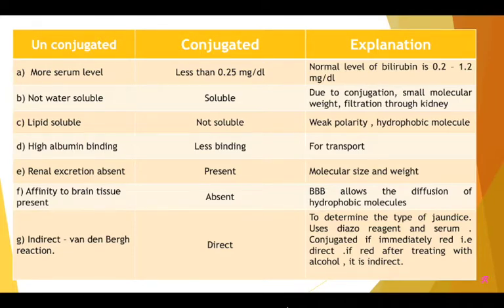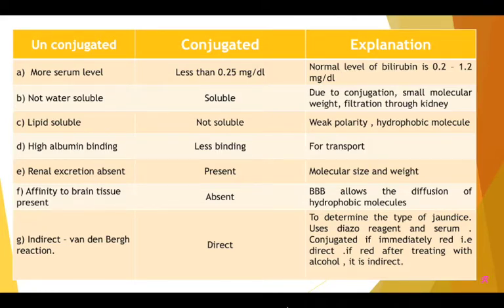Next is the Van den Berg reaction or Van den Berg test. First, I'll explain what the Van den Berg test is. It is a test to determine the type of jaundice. As you all know, jaundice can be either an increase in the level of conjugated bilirubin or of unconjugated bilirubin. If we want to know which bilirubin has increased, we perform the Van den Berg reaction.